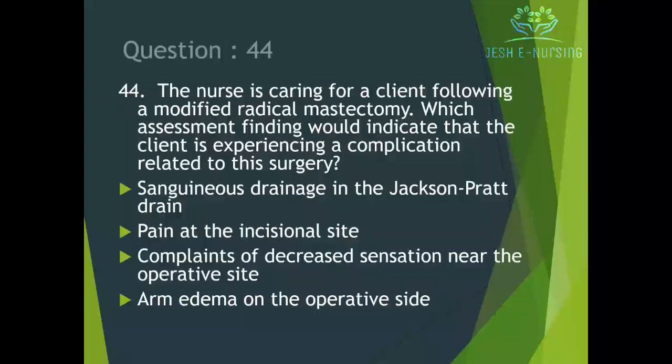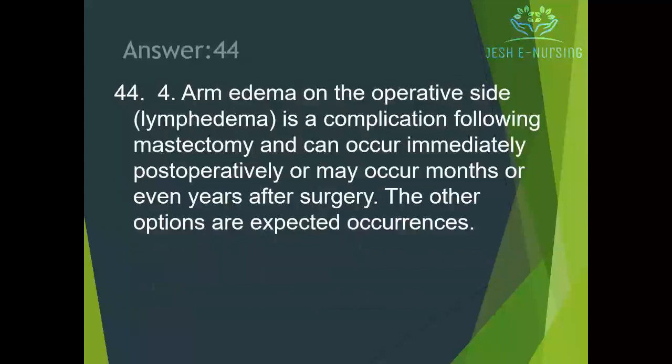Next question, the nurse is caring for a client following a modified radical mastectomy. Which assessment findings would indicate that the client is experiencing a complication related to this surgery? The complication of radical mastectomy is edema, arm edema on the operative site. That is lymphedema, a complication following mastectomy, and it can occur immediately post-operatively or months or even years after the surgery.